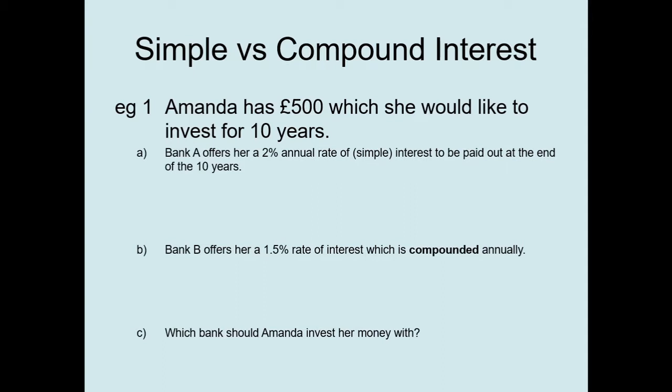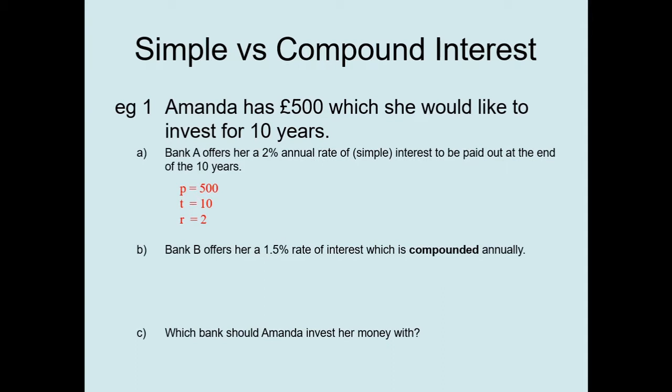Let's start by looking at Bank A's offer. Whether it's simple interest or compound interest, we always have to start by identifying our variables. So we know P is our principal amount, and Amanda wants to invest £500. We know T is the time that she's investing for, or the number of terms, which is 10 years. And we know what R is. That's the rate of interest that the bank is willing to pay.